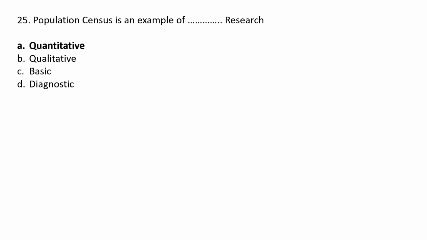Population census is an example of dash research. Option A, quantitative, option B, qualitative, option C, basic, option D, diagnostic. The correct answer is option A, qualitative.